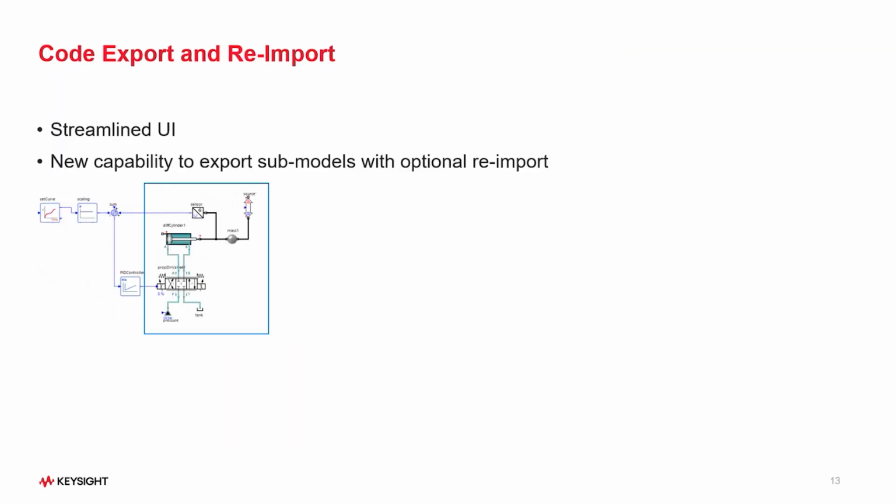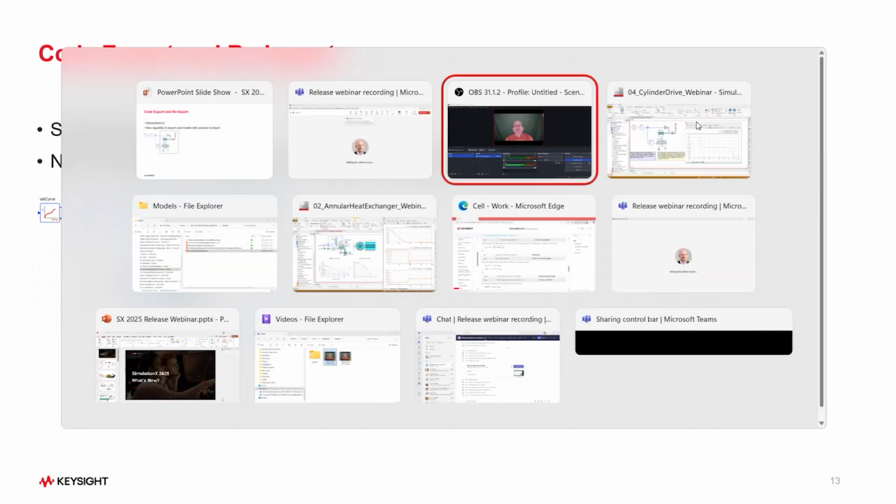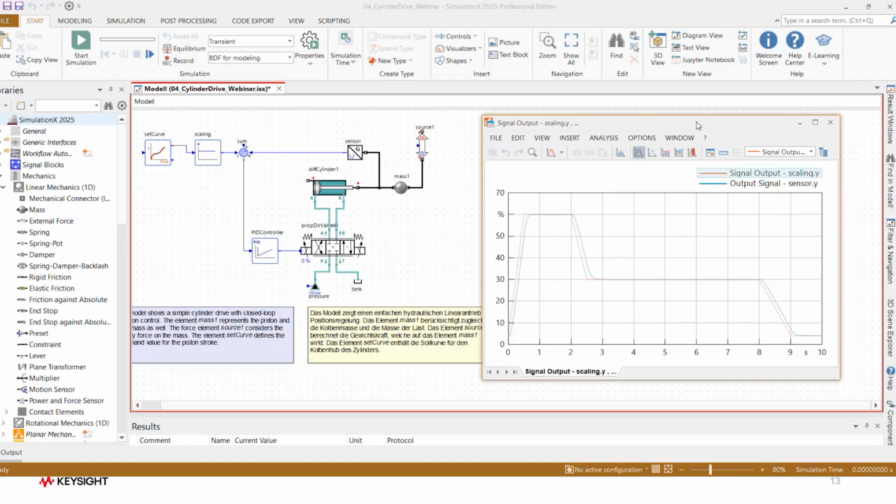The storyline which I would like to show is the rework which we did in terms of usability and streamlining our UI, and this includes new capabilities to export submodels with a direct re-import after the export. I would like to jump straight into SimulationX for illustrating that. I have picked an example which is a simple cylinder drive, so it's more a demonstration rather than a very practical use case, but still it might be a peer.